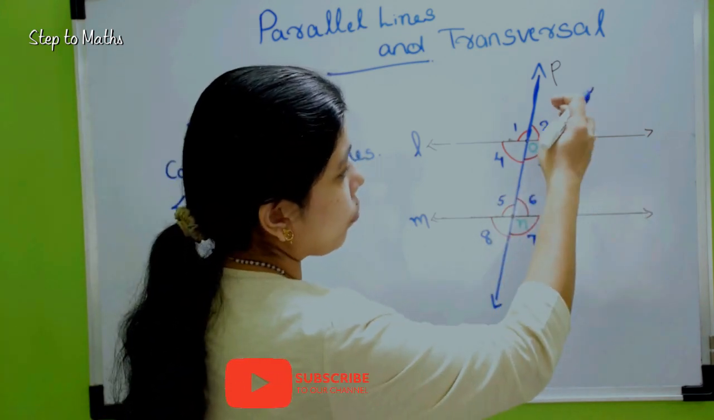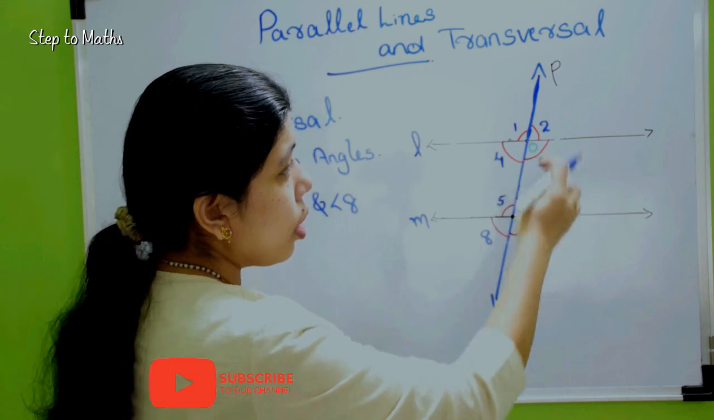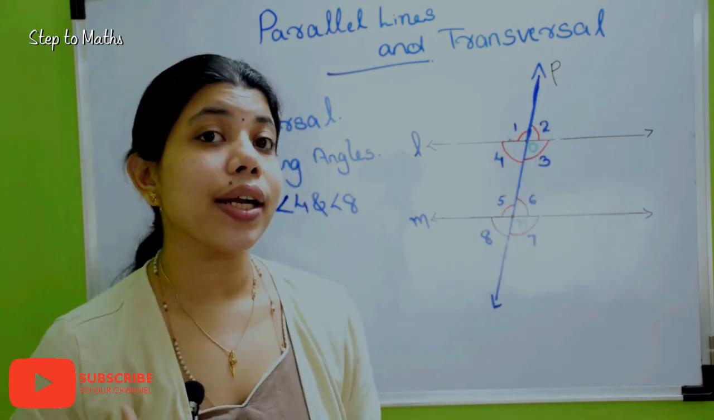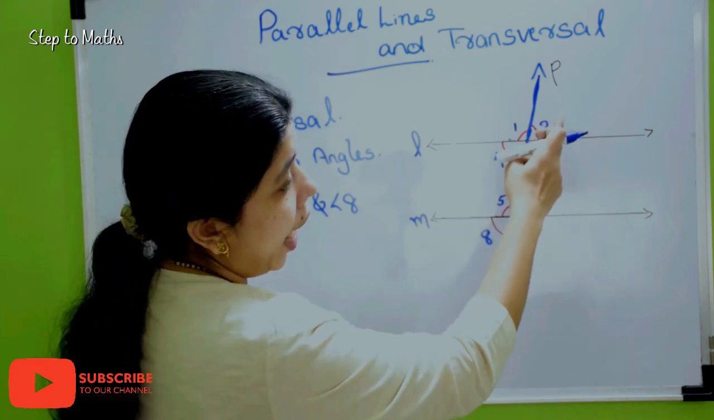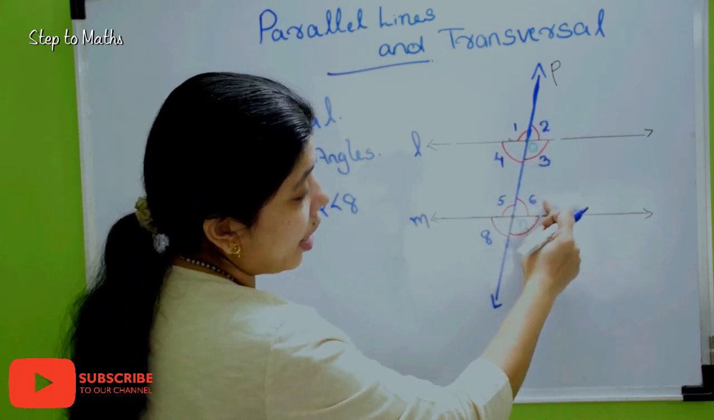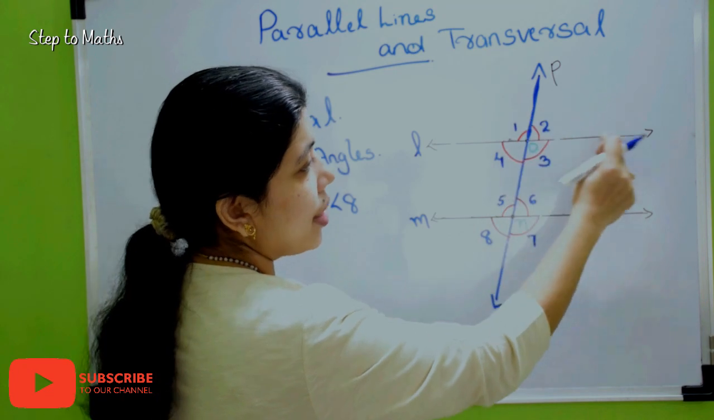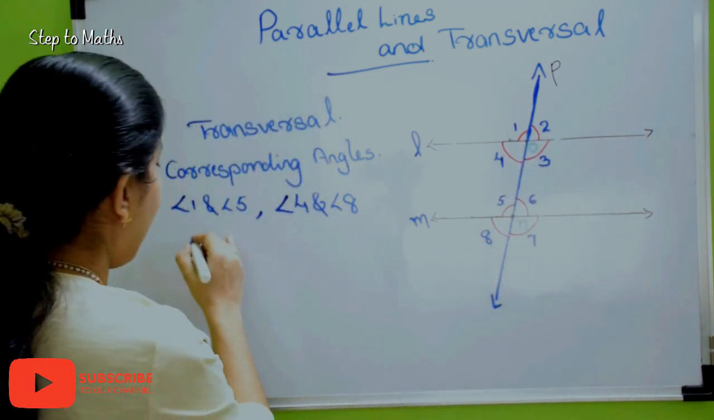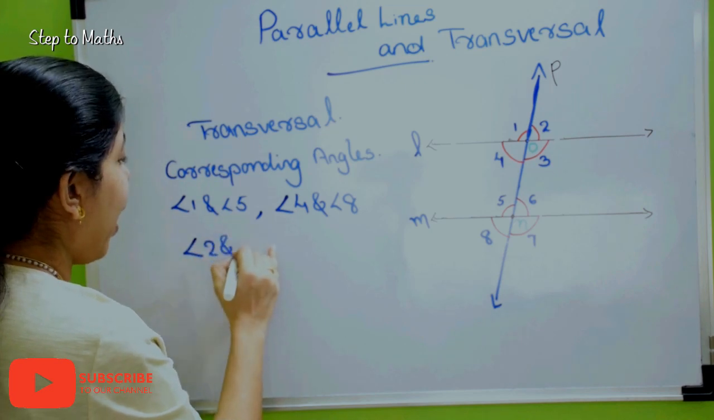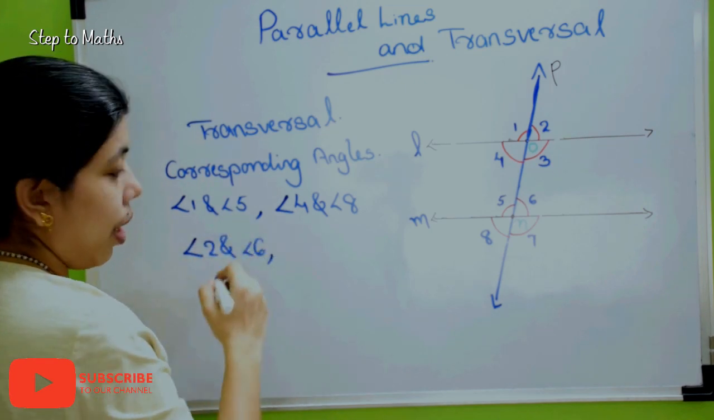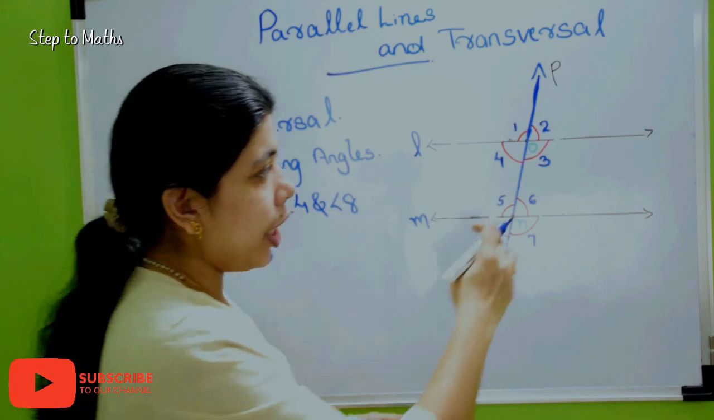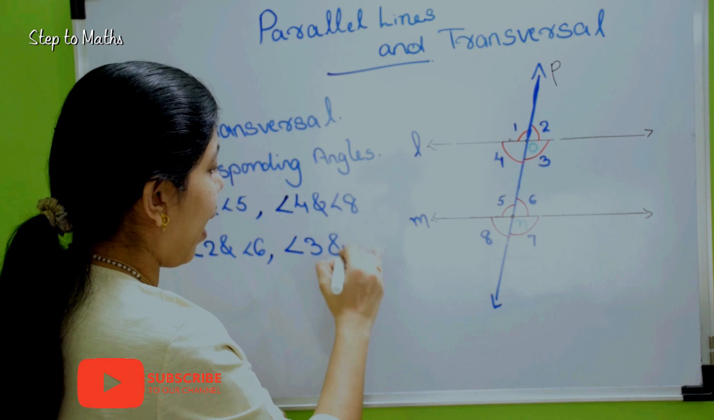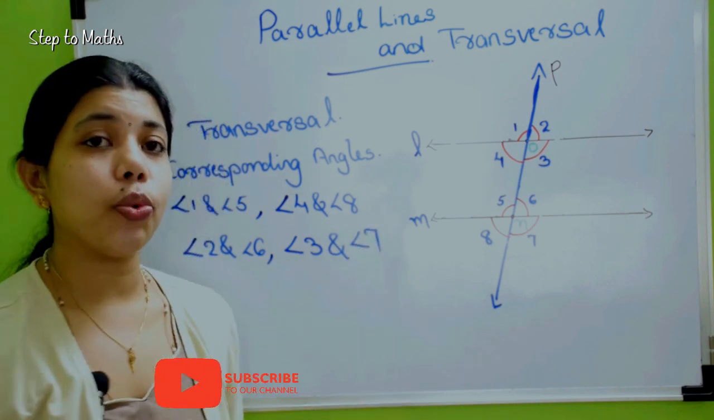On this side, there are a total of 4 angles. So from these 4 angles, which pairs are corresponding angles? Angle 2 and angle 6. Angle 2 is this angle and angle 6. Angle 2 and angle 6 are corresponding angles. Similarly, angle 3 and angle 7 are also corresponding angles.